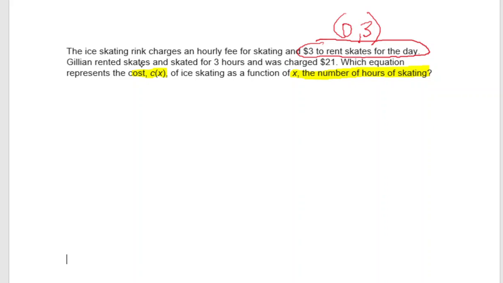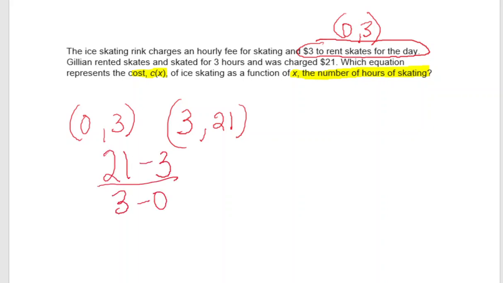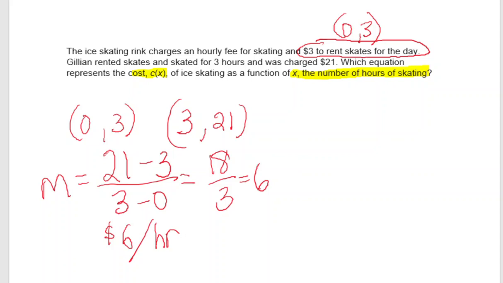And if Jillian rented skates and skated for 3 hours and was charged $21, then we could determine that (3, 21) is also an ordered pair that needs to work with our equation. So let's find the slope. If we find the slope, 21 minus 3 over 3 minus 0 is equal to 18 over 3, which is 6. So doing this gave me the cost per hour, the slope. So now I know that my cost is determined by charging $6 per hour plus a $3 rental fee.